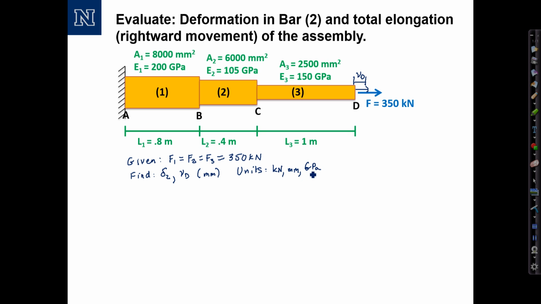Remember that 1 gigapascal is 1 kilonewton per millimeter squared. So the only conversion factor we have to worry about is that for the length, which is given in meters. It's a fairly easy one, recognizing that 1 meter is equal to 1 times 10 to the third millimeters. So that is the only quantity that we'll need to convert, and it's good to think about that in advance of starting the problem.